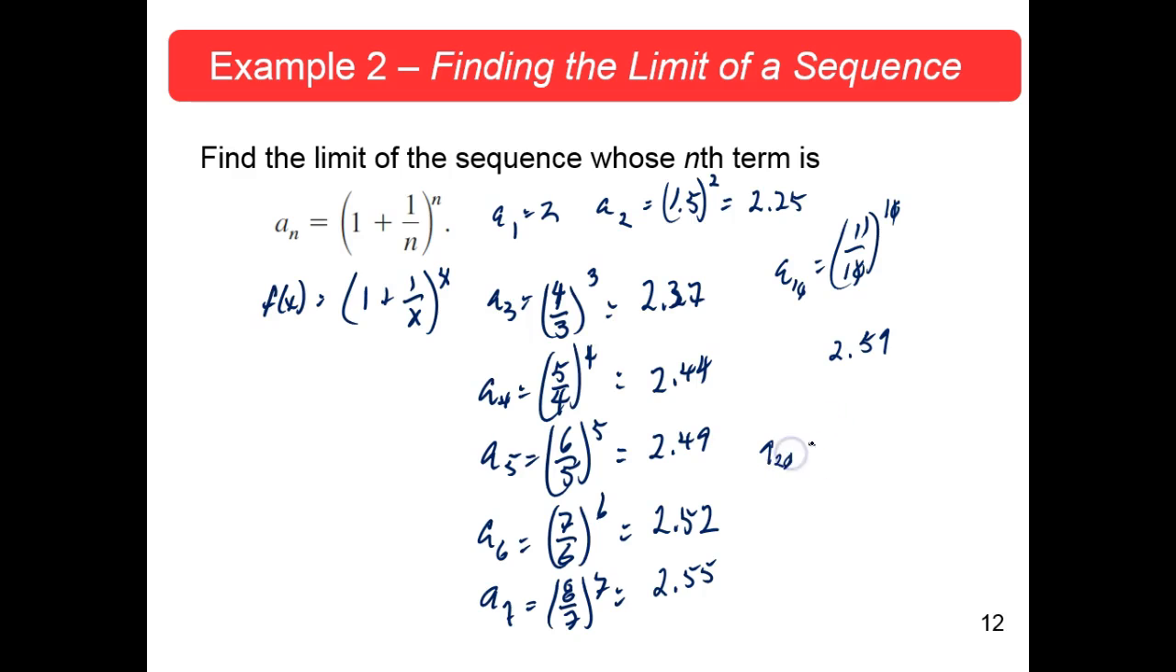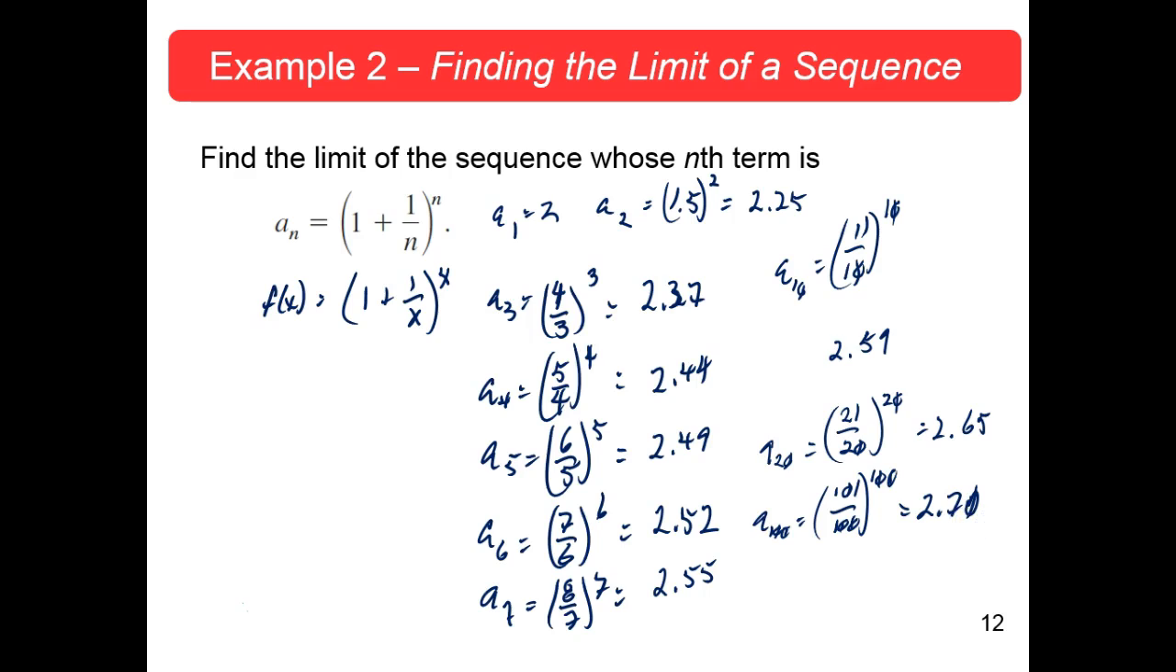I don't know how far your calculator will go. This would be 21/20 raised to the 20th. 2.65. Let's try A sub 100, I don't know if your calculator will do this one. That would be 101/100 raised to the 100th power. 2.70. Didn't go very far that time, did it?